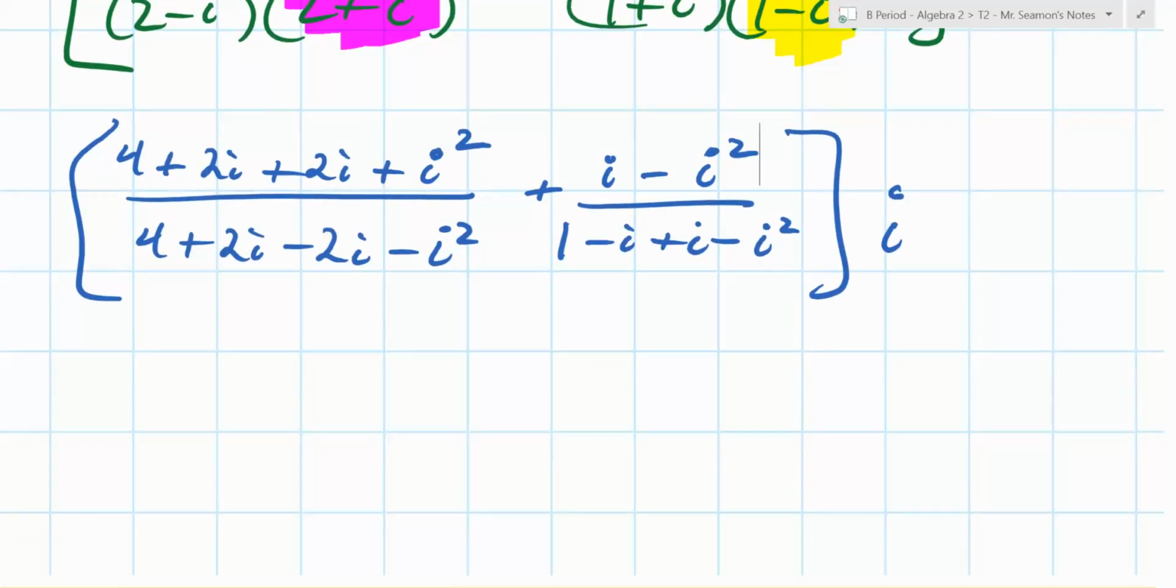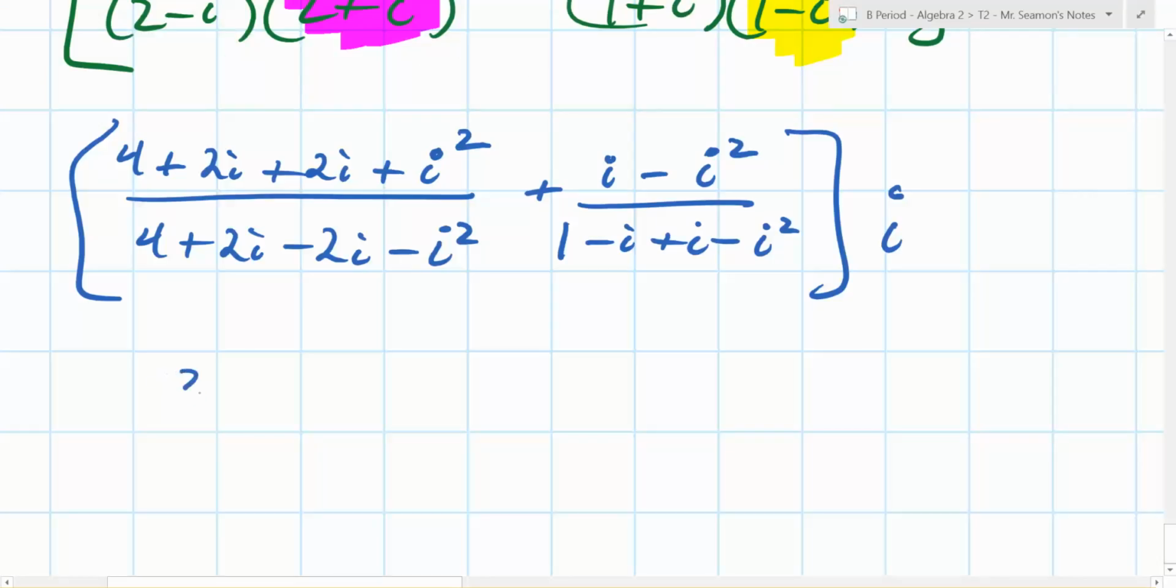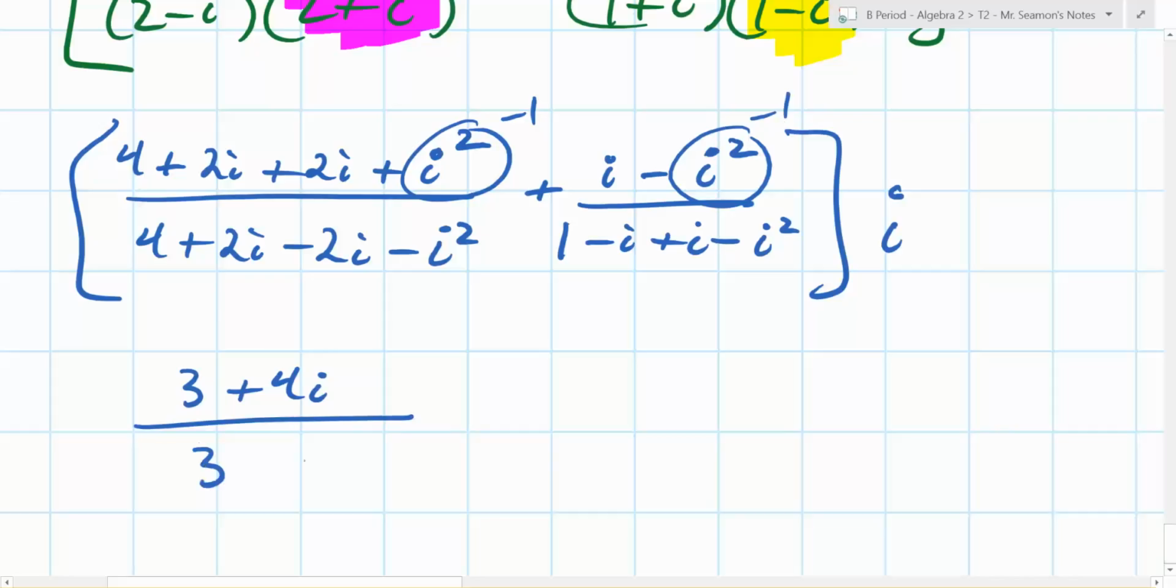So now we need to simplify. So what does the top become on the first one? 3 plus 4i, I think? Because this right here is negative 1 too. So this over what? 3, I think? It's just over 3, right? Because this cancels? Or is it 5? No. What does that come out to be? That's a minus a negative 1, so it's going to be 5.